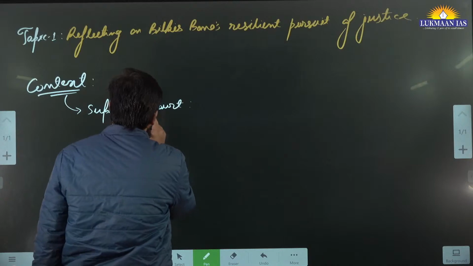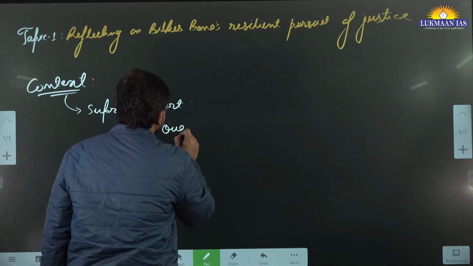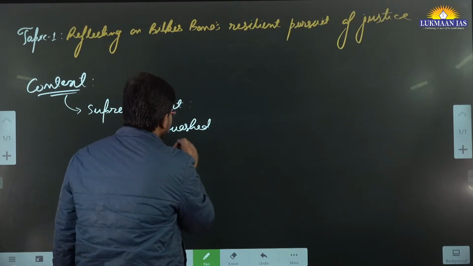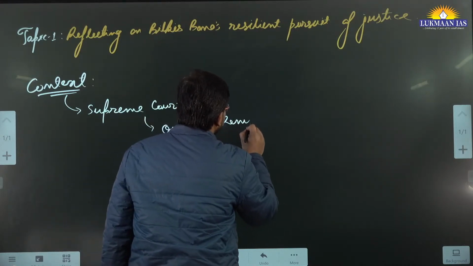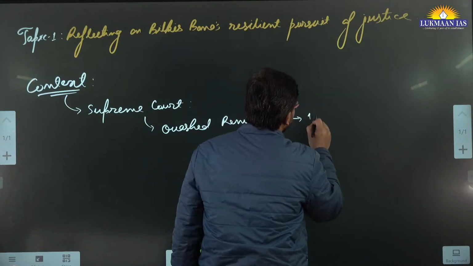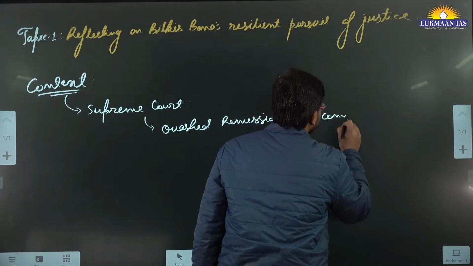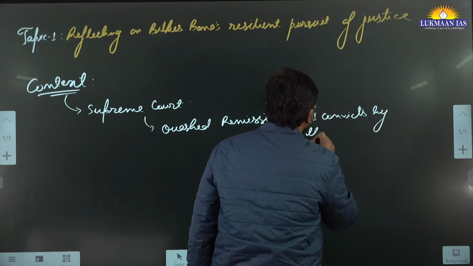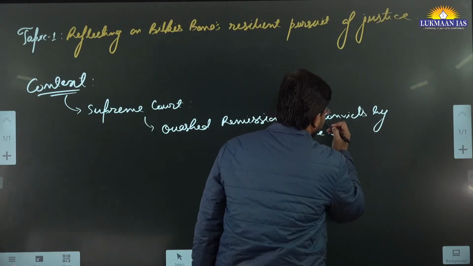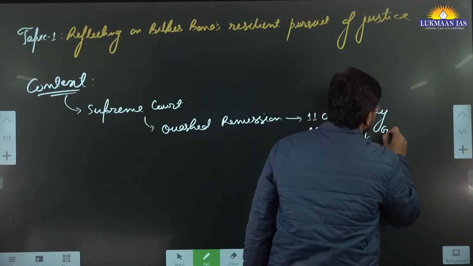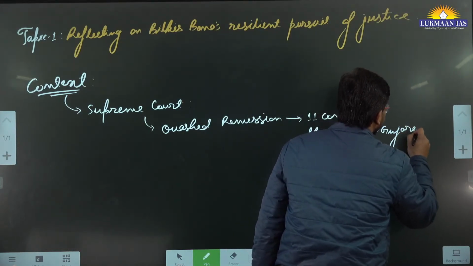The Supreme Court's ruling has quashed. Quashed means it has denied the remission that was granted, right? Denied the remission that was granted to 11 convicts by the government of Gujarat, by the state government of Gujarat.